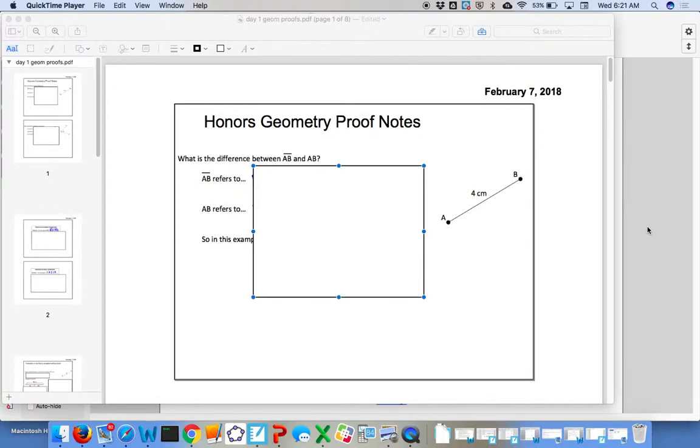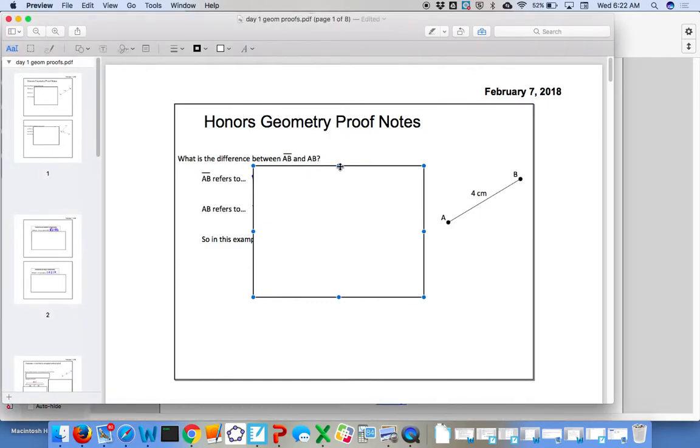Today is our first day with geometry proofs. So first we need to make sure we're clear on some differences between our symbolism. So what is the difference between AB, where it's got the little line over the top, and AB, where there's no line over the top?